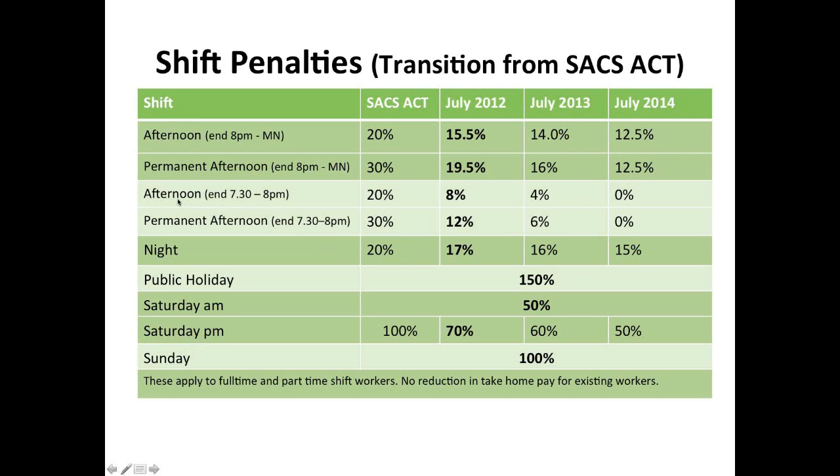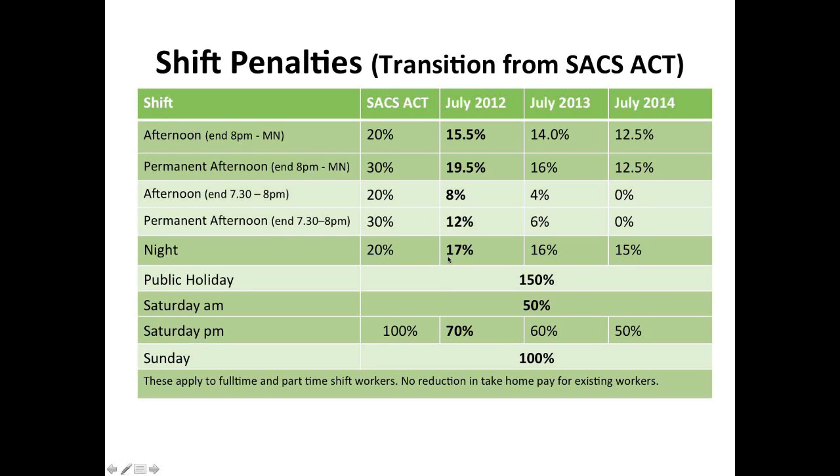You can see for the afternoon shift, for a shift that ends between 7:30 and 8 p.m., the modern award doesn't apply loading to those hours, so therefore we need to phase out that 20% or that 30%, depending on it being a permanent or an afternoon shift. So currently we'd be applying an 8% and a 12%. However, we'll go down from July this year to a 4% and a 6%, and we'll see that removed altogether from July next year.